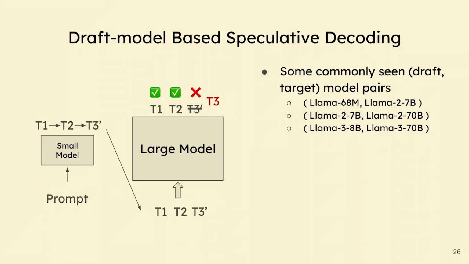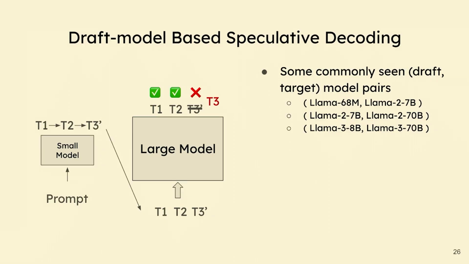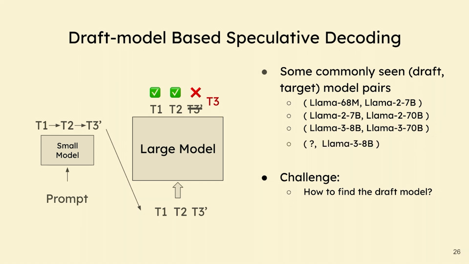The most standard speculative decoding we have is draft model-based speculative decoding. Basically, we use a small model to speculate for the large model. There are some commonly seen model pairs, like Llama 68M to speculate for a 7B model, or a 7B model to speculate for a 70B model. But one challenge in this case is, how do you find a good draft model? To be very honest, we haven't found a good draft model for Llama 3 8B.